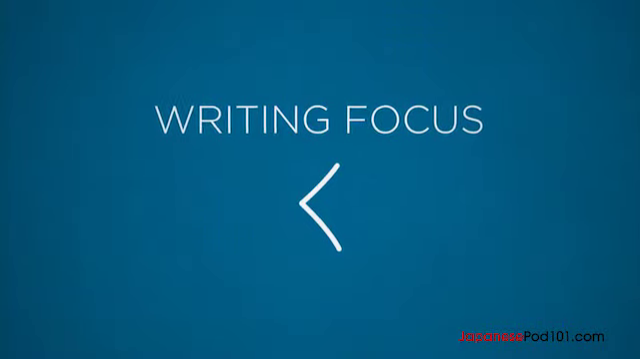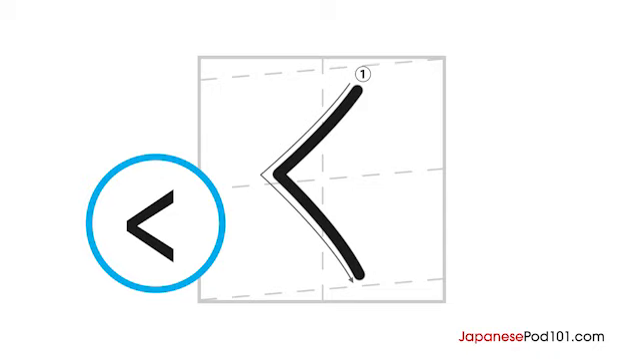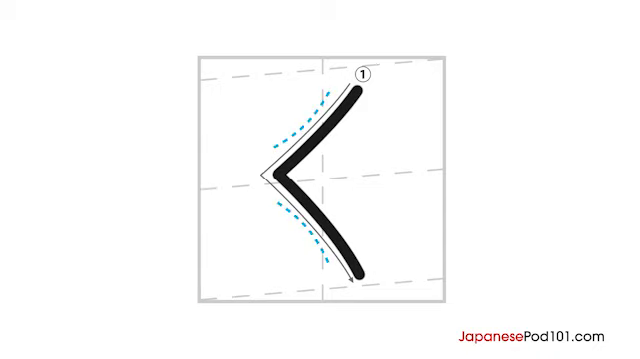Hiragana ku is written in 1 stroke. It is written just like an open angle bracket but with a slight inward bend. To make your handwriting neat, make sure that the start and end points are aligned. Okay, let's see it again.